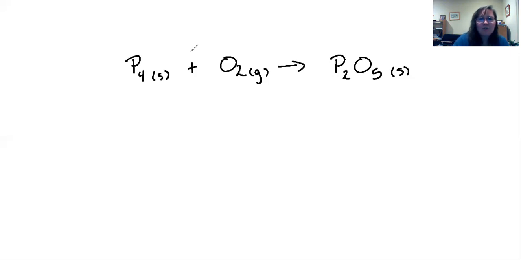So I'm going to just look at this and I'm going to see that here I have P4 and here I have P2. So I know that if I put a 2 here in front of the P2O5, now I have 4 phosphoruses and 4 phosphoruses. And then I say 2 times 5 is 10, so I have 10 oxygens. And I need 10 oxygens here, so I'll just put a 5. 5 times 2 is 10 oxygens. So now I'm balanced. So your first step is always, always, always going to be to come up with a balanced equation.